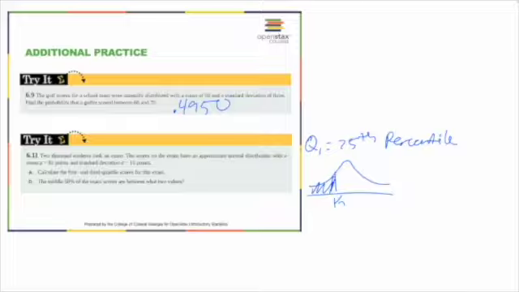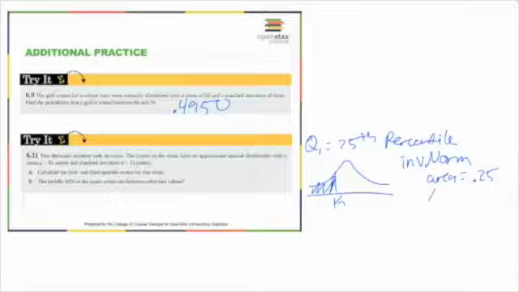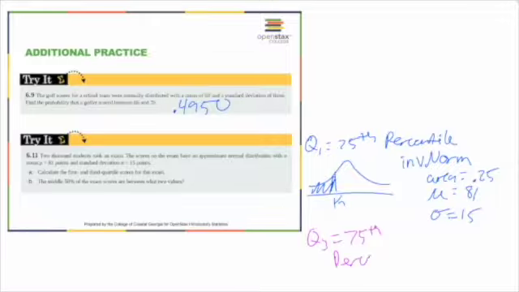We are given the area. If we're given the area, we're using inverse norm. Our area in this case is 25% or 0.25. The mean and standard deviation are given to us in the problem. And so we're just using that inverse norm feature on our calculator. The third quartile is the 75th percentile. That just changes the area to 0.75. And remember, both of these have a left tail.